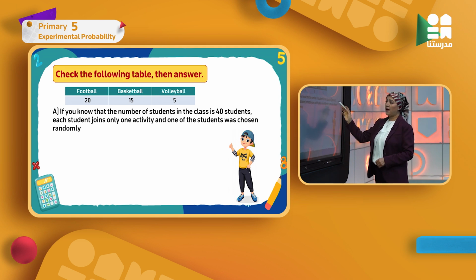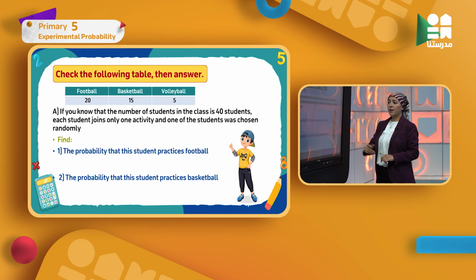So here, I have 40 students in the class, and each student joins only one activity, and one of the students was chosen randomly. So I have 40: 20, 15, and 5. I'll choose one of them, and I don't know which team, so I choose him or her randomly. So here, find the following. The probability that this student practices football, the probability that this student practices basketball, and after that we'll get the probability of a student practicing volleyball and practicing nothing. We'll move a question at a time.